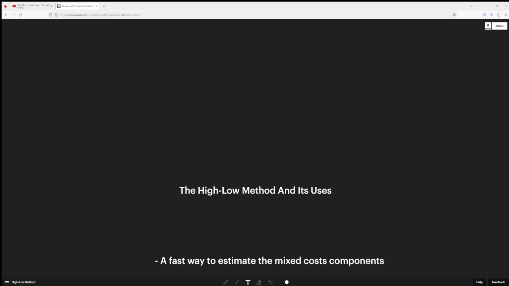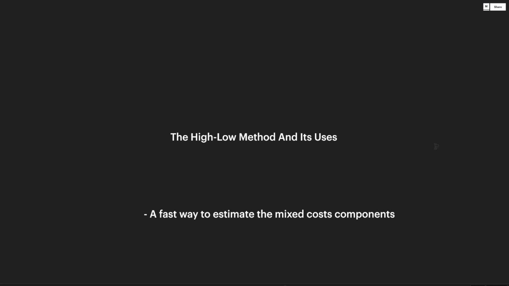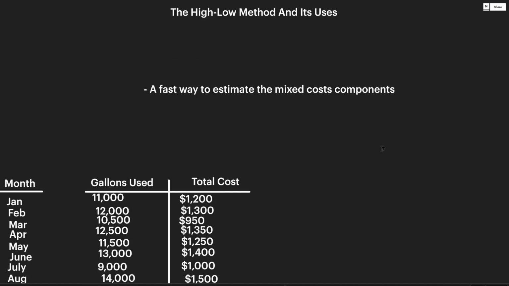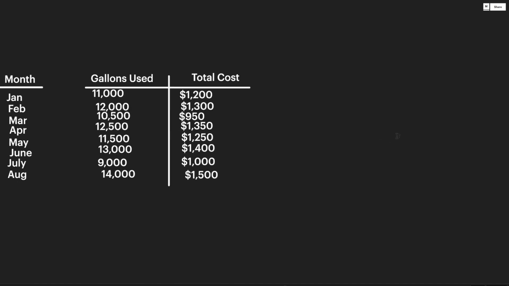So the high-low method is one of the ways that we can estimate mixed costs by breaking them down into their variable and fixed cost component. And so I've cooked up an example here and it splits out through all the different months, and there's gallons used and total cost.